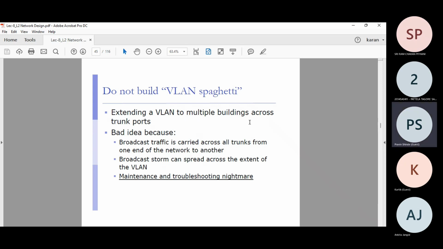Extending a VLAN to multiple buildings across trunk ports is a bad idea because broadcast traffic is carried across all trunks from one end of the network to another, and a broadcast storm can spread across the extent of the VLAN. It is a maintenance and troubleshooting nightmare. You have to manage which VLANs you forwarded and which VLANs you implemented on your network. So you have to be a proper network engineer and properly maintain VLAN data.